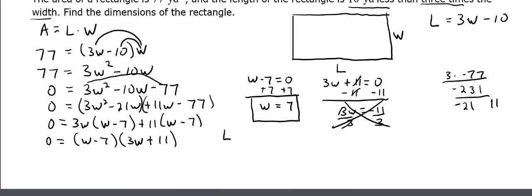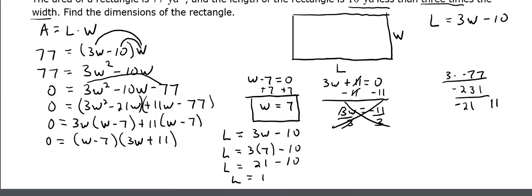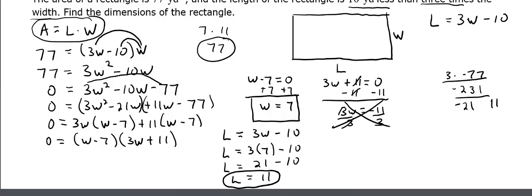To find our length, remember our length is 3W minus 10. Since we know W is 7, we're going to substitute 7 in for W and then solve. 3 times 7 is 21, and 21 minus 10 is 11. So our length is 11 and our width is 7. And we can double check to make sure our answer is correct, because remember, area is length times width. So when I multiply 7 times 11, it gives me 77, which was our area.